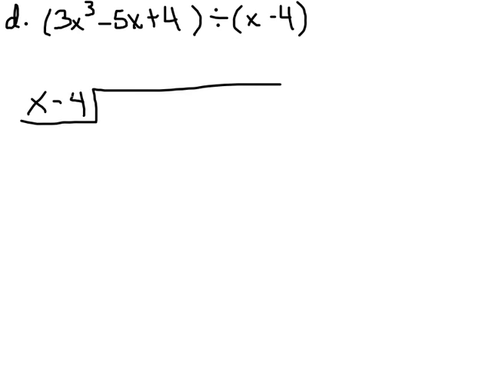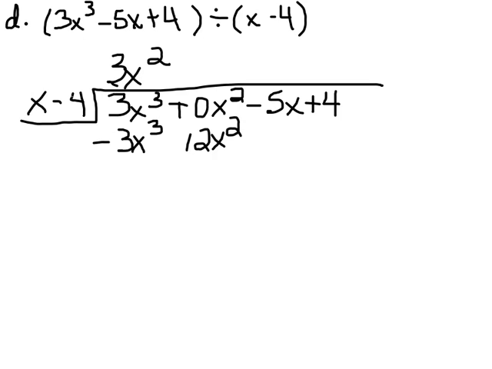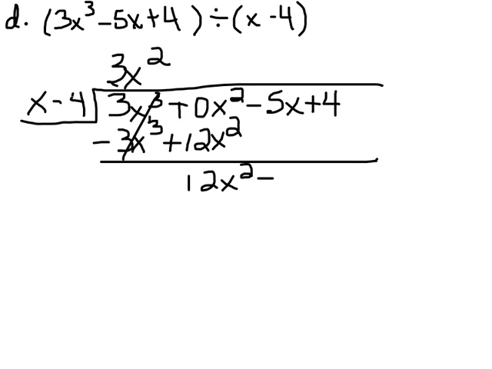X minus 4, 3x cubed. But notice I don't have any x squared, so I'm going to put plus 0x squared minus 5x plus 4. X times 3x squared. Do my multiplication. I get 3x cubed. Change the sign. 3x squared times negative 4 is negative 12x squared. Change the sign. Do my subtraction. Bring down the next term.